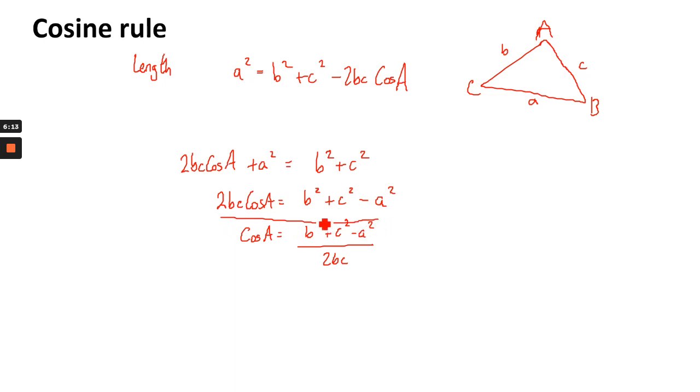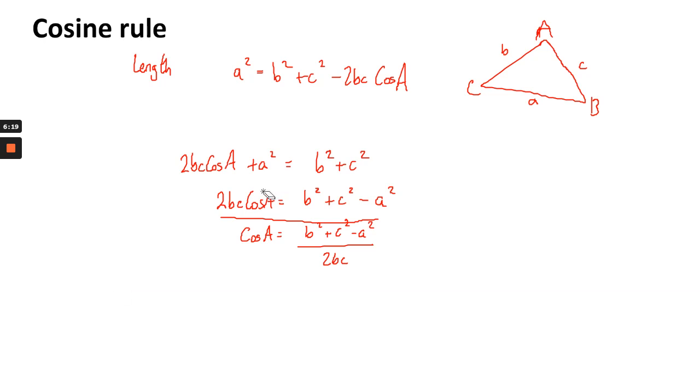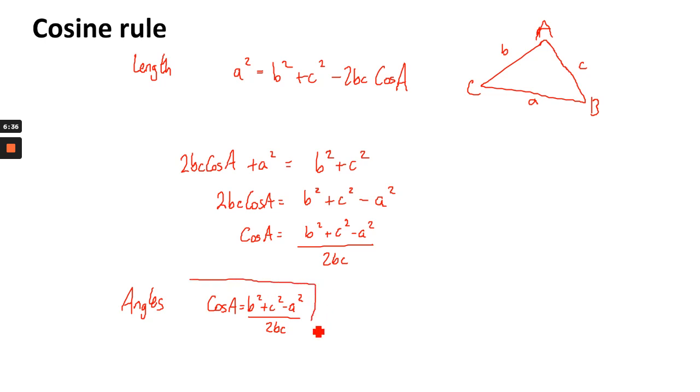Let me see if I can undo that one. Perfect. So I'm just going to write it out again. This is the one that you need to remember for angles. So you need to write cos A equals b squared plus c squared minus a squared divided by 2bc. Can you copy that one into your book? And can you copy the lengths one into your book?